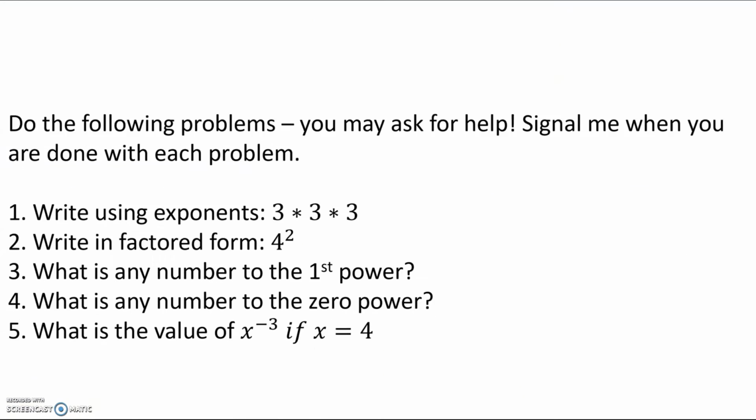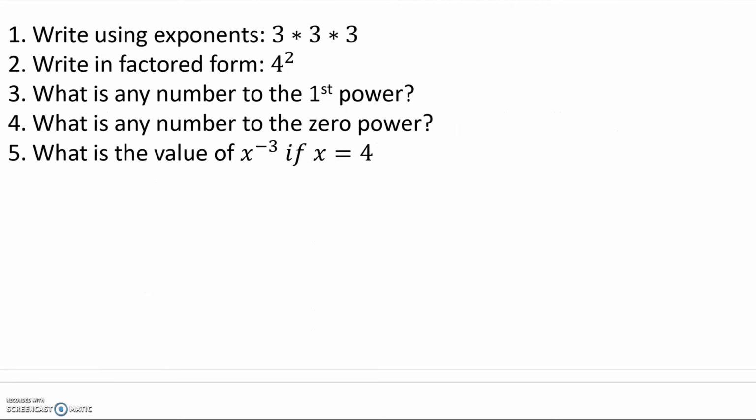Next part. Again, just a little bit of basics here. So, right, using exponents. We have 3 times 3 times 3. This is currently written in factored form, and we want to write it with exponents. So our base is 3. That's the number we're repeating. And there's 3 of them, so it's 3 cubed, or 3 to the third power.